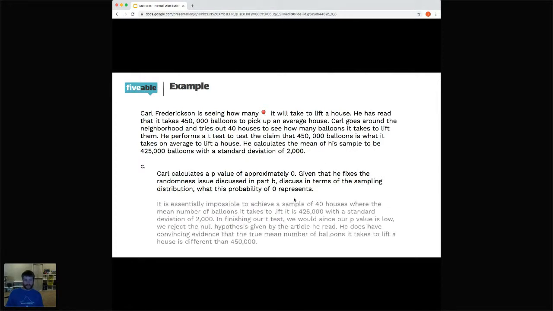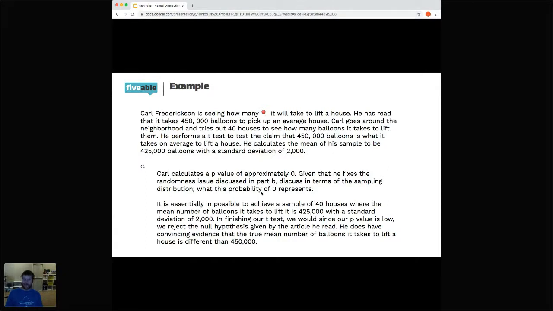Basically what that's saying is that it was essentially impossible to achieve a random sample of 40 houses where the mean number is 425,000 with a standard deviation of 2,000. That is not at all possible if the true mean is 450,000. So that's kind of the problem there. In finishing our t-test, of course, he would state that since our p-value is low, we reject the null hypothesis. He does have convincing evidence that the true mean number of balloons it takes to lift a house is different than 450,000. Y'all are used to that statement there.